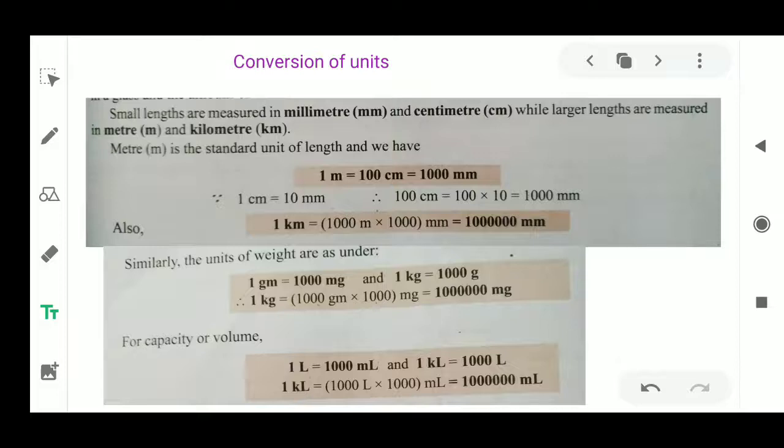My dear students, today we will study conversion of units, which means to convert units like meter to centimeter. First of all, we should know there are three basic units: for the volume, for the weight, and for the length. To measure all these three, we have different levels of units.